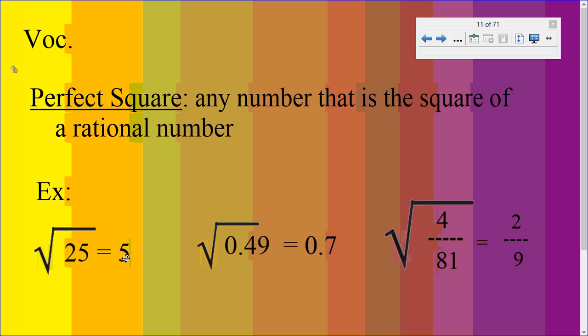The square root of 25 is 5. The square root of 0.49 is 0.7. Square root of 4 over 81 is 2 over 9. So here's some examples of numbers that are perfect squares that happen to be rational.